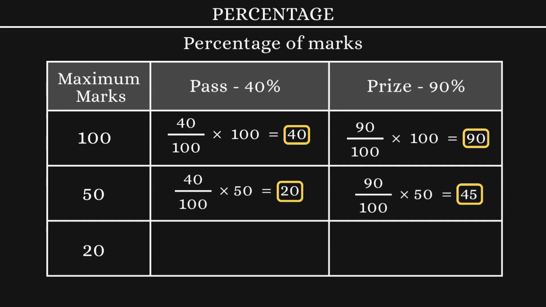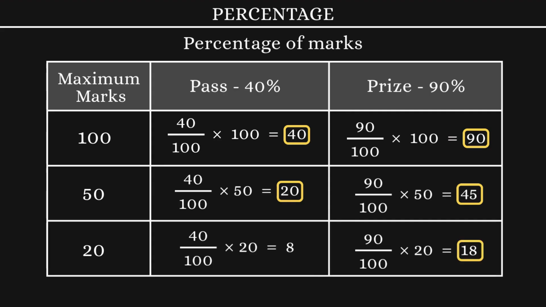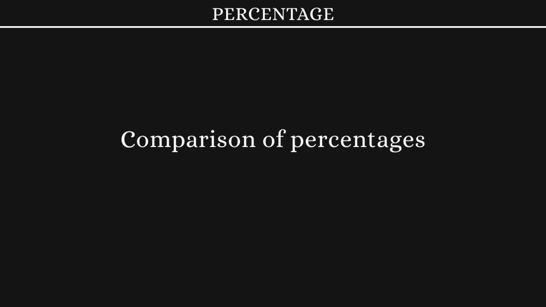40% of 20 is 40 by 100 into 20, which is 8. And 90% of 20 is 90 by 100 into 20, which is 18. So to get a prize, you have to score 18 out of 20. And for a pass, you have to score 8 out of 20. Now we'll move on to comparing percentages.